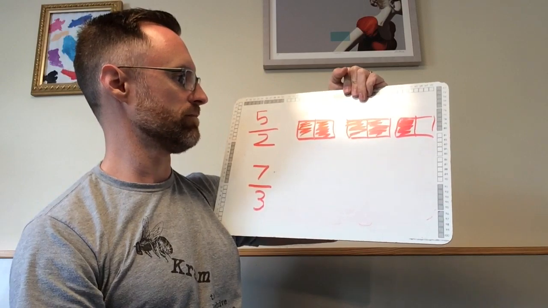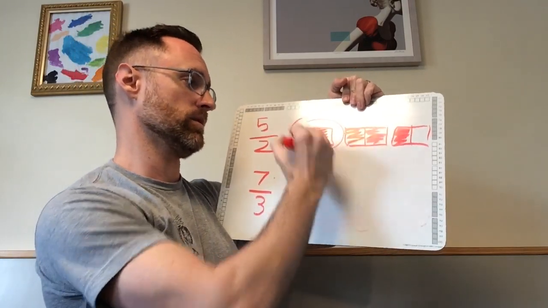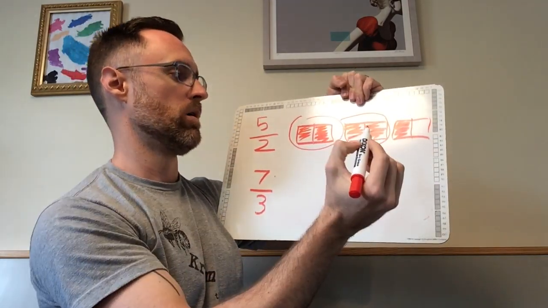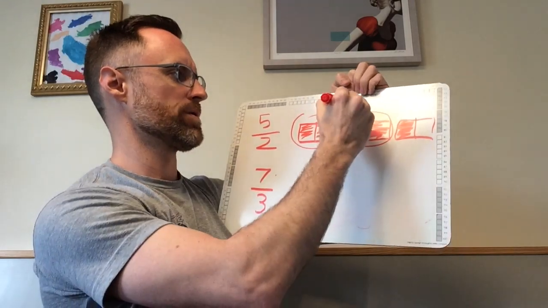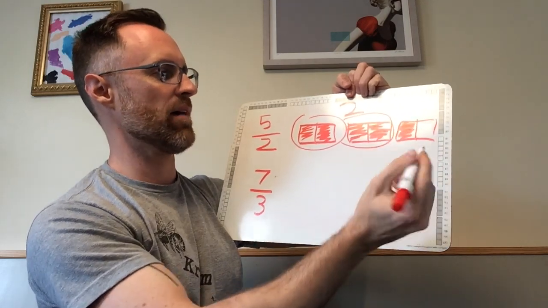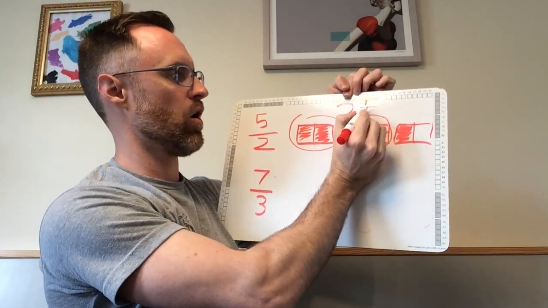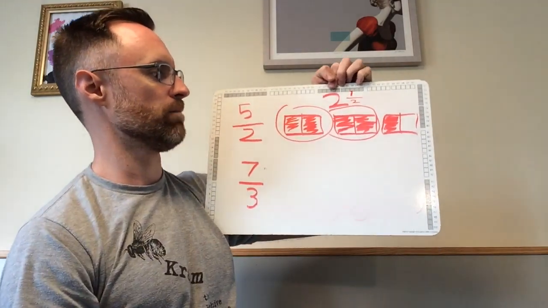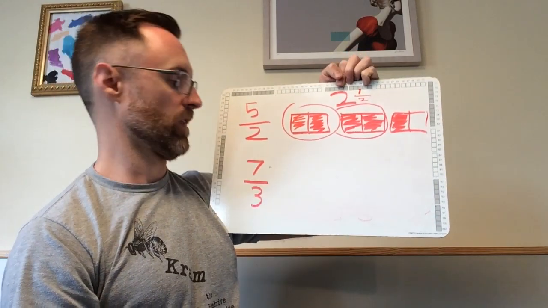How many wholes do I have? Oh, easy. 1, 2. 2 wholes. And then 1 part out of 2. Oh, it's a half. 2 and 1/2. There we go, right? Okay, this guy, thirds.